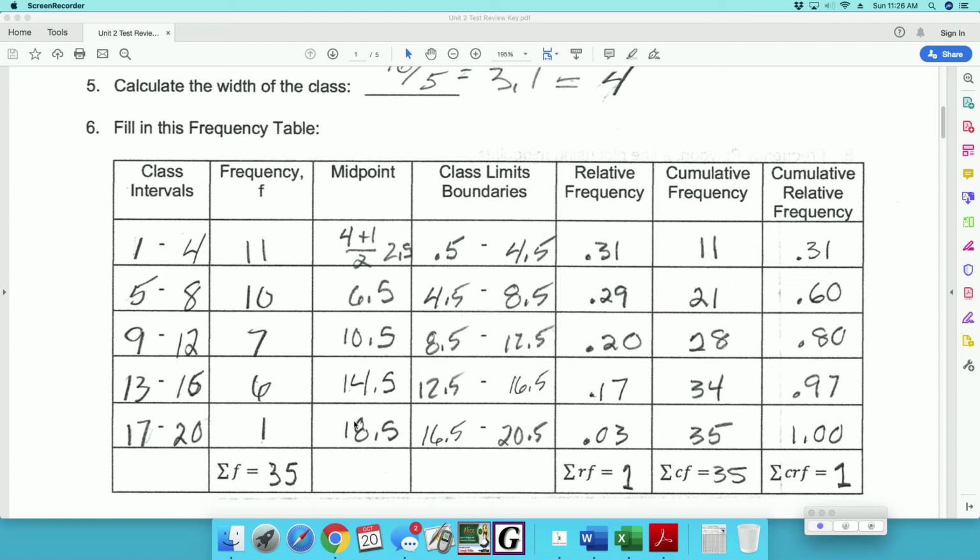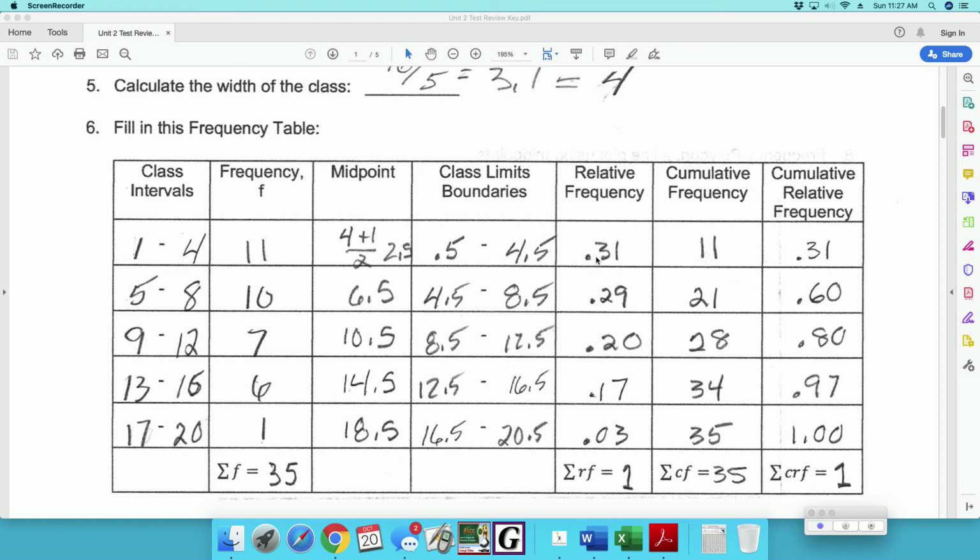Now the class boundaries: the first one, the interval is 1 to 4, so you go less 0.5, so that's 1 minus 0.5 is 0.5, and then plus 0.5, 4.5. Then the start of the next boundary is the same, and there's 4 between them all, and those are all your boundaries. So it's 4.5 plus 4, 8.5. 8.5 plus 4, 12.5. 12.5 plus 4, 16.5. And notice it's always 0.5 more than the upper limit.